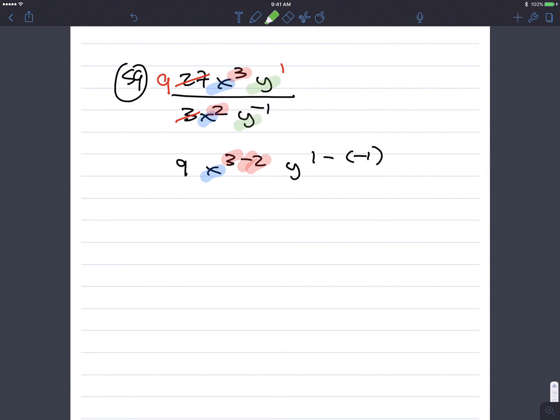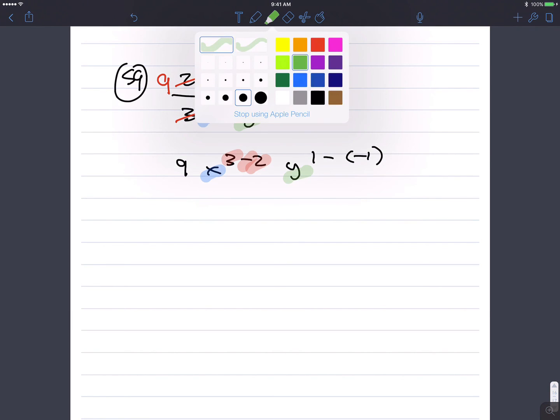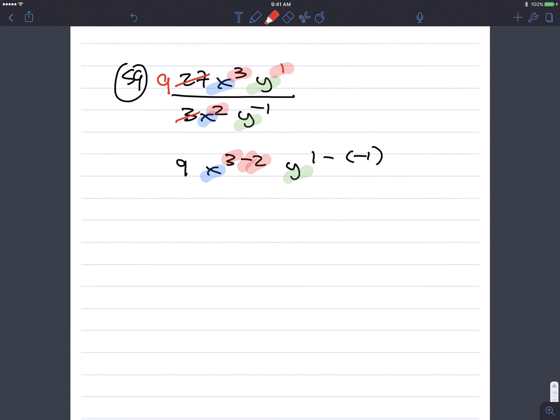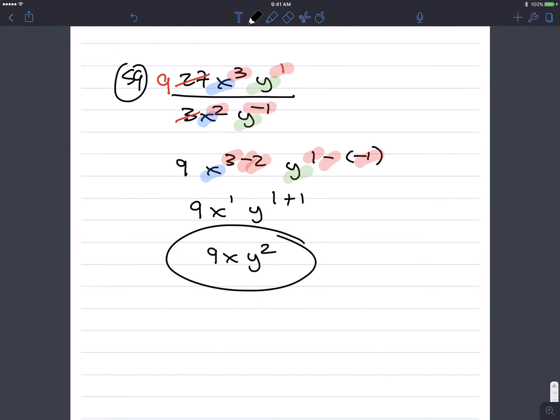For your base y, y over y is y. 1 minus a negative 1. We get 9x to the 1st power, y to the 1 plus 1, because minus the minus makes that plus. You get 9xy squared. There you go for 59.